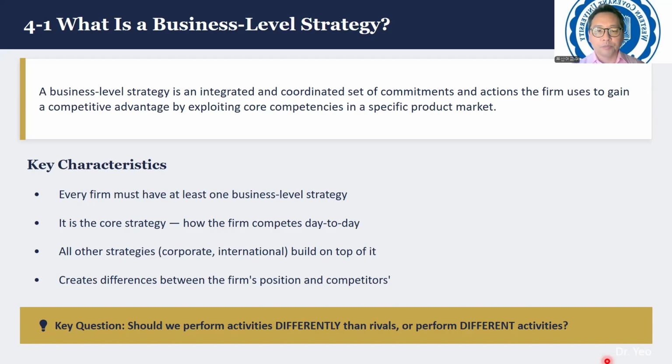activities altogether. For example, Southwest Airlines does not just fly planes cheaper, it chooses not to offer assigned seats, not to use multiple airline hubs, and not to serve meals. These are different activities, right? Compare that to a firm that does the same things, but just negotiates harder to get lower costs? So this is the key question that drives everything else in this chapter.